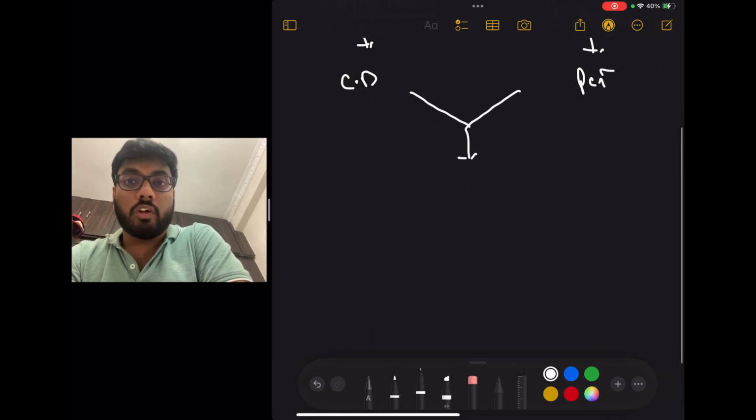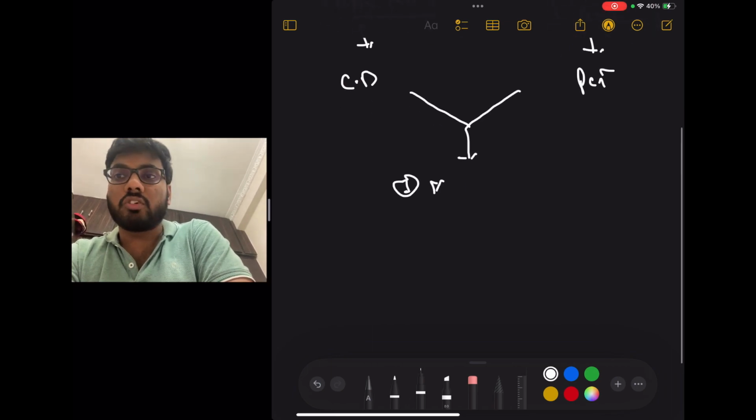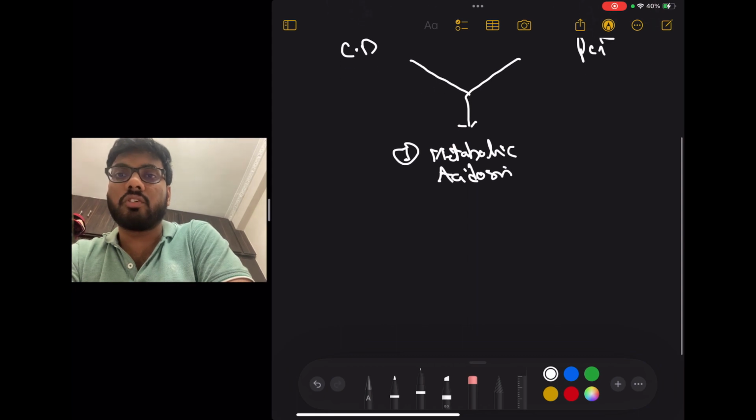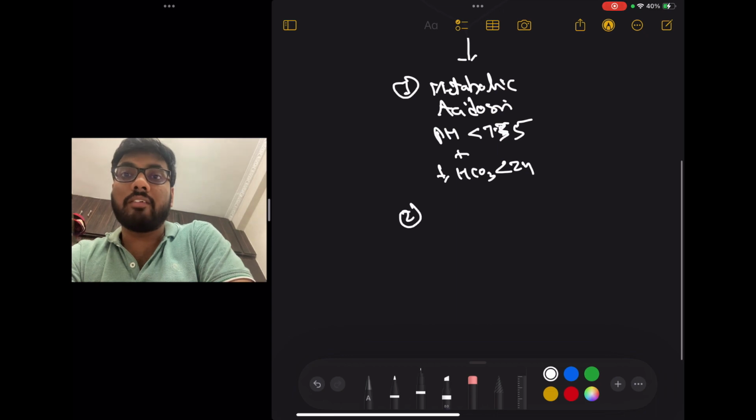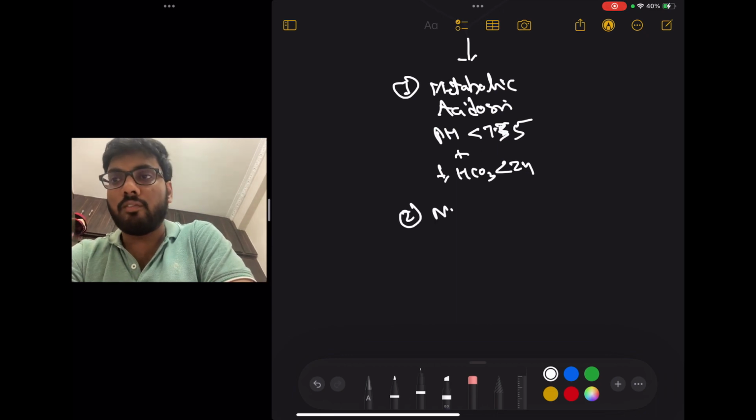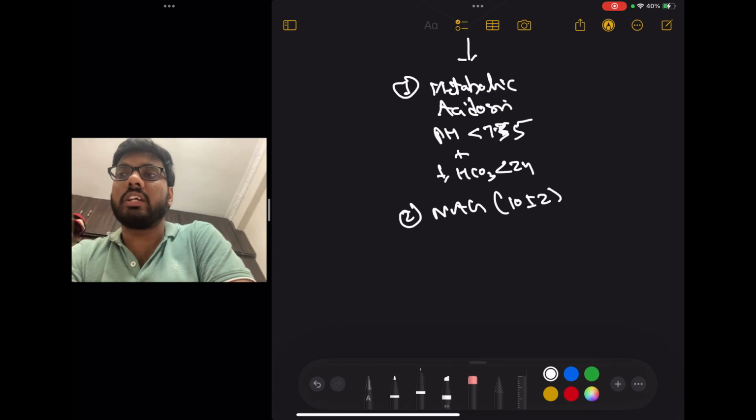That is till now what we discussed, both will have metabolic acidosis, right? Metabolic acidosis means the pH is less than 7.35 and there will be low bicarbonate as well, that is less than 24, right? And both are having normal anion gap metabolic acidosis, that is 10 plus or minus 2, within this range.